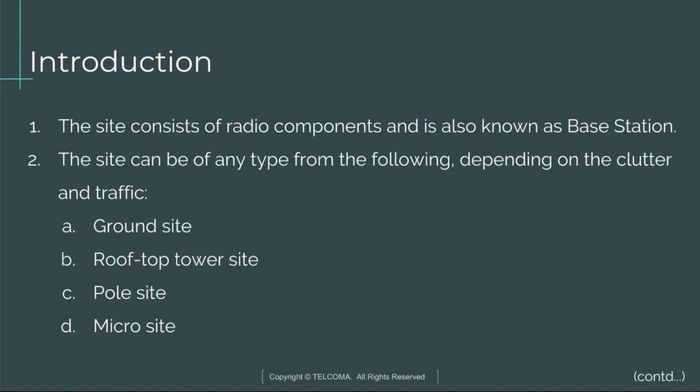Third is pole site. In this site, single antenna is mounted on a pole to provide coverage to the roads. And fourth is microsite. In this, two antennas are mounted on a single pole to provide coverage along highways.